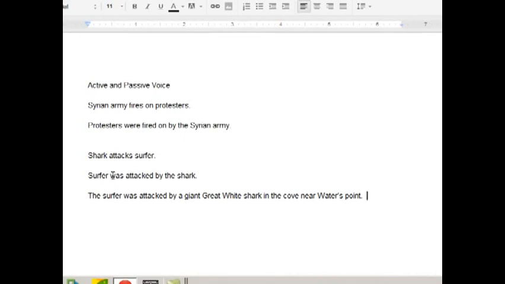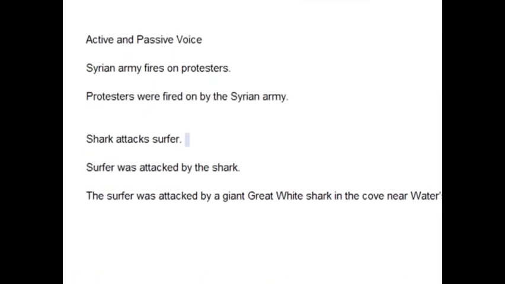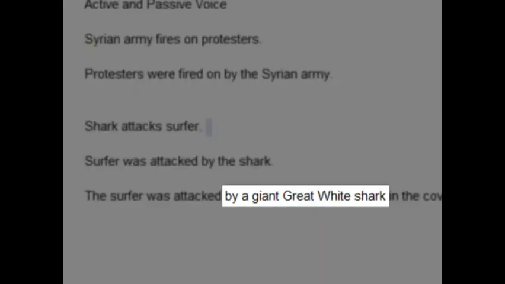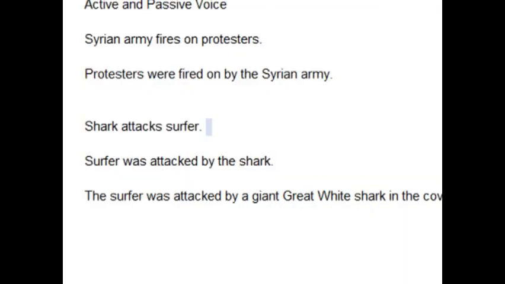Again, we have our linking verb in front. Here we have, of course, our active voice: shark attacks surfer. But if we wanted to talk about the surfer, then we would say surfer was attacked by the shark. The surfer was attacked by a great white shark in the cove near Waters Point. I just made all that up, okay? But that's the point. There's a linking verb, there's an action verb, and then usually a by prepositional phrase that starts with the word by. That's passive voice. Okay?